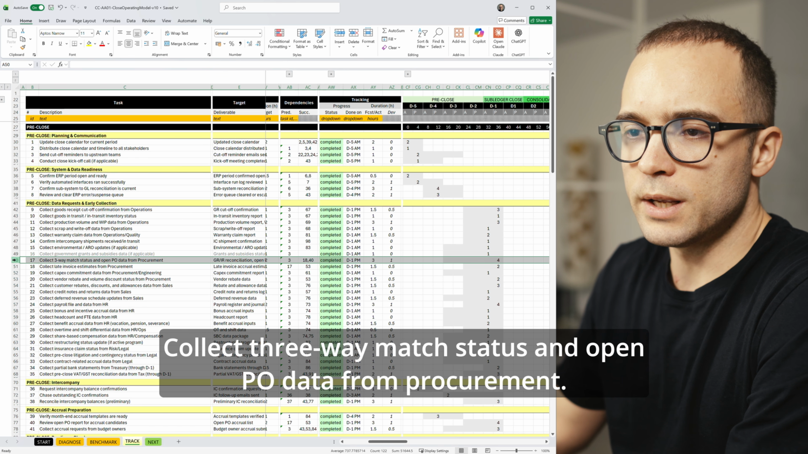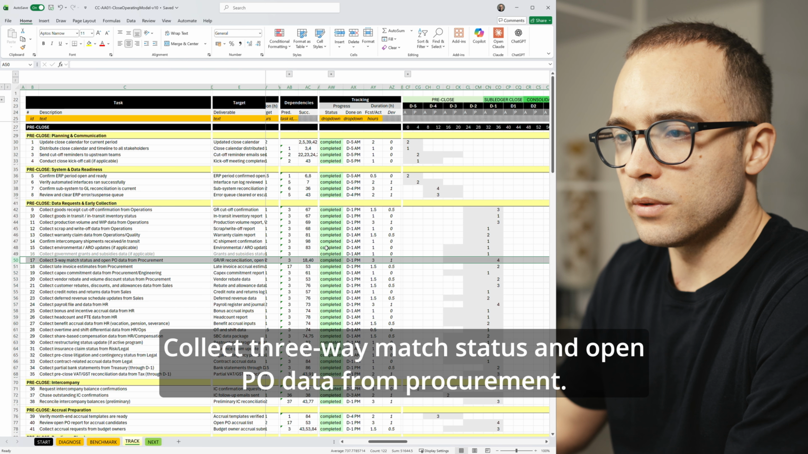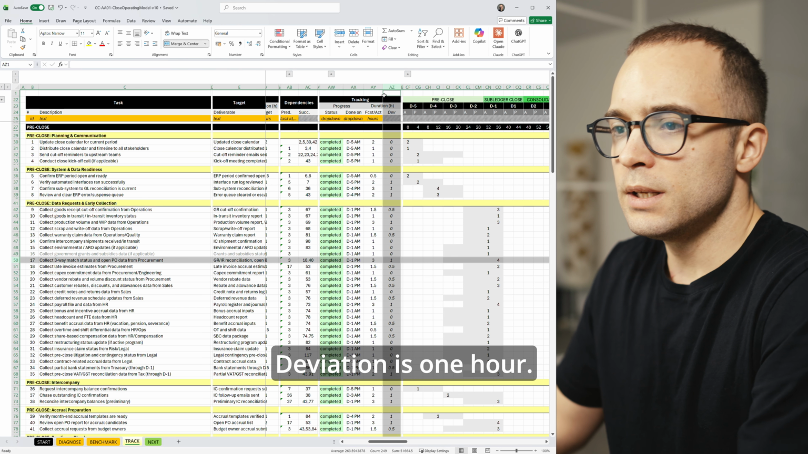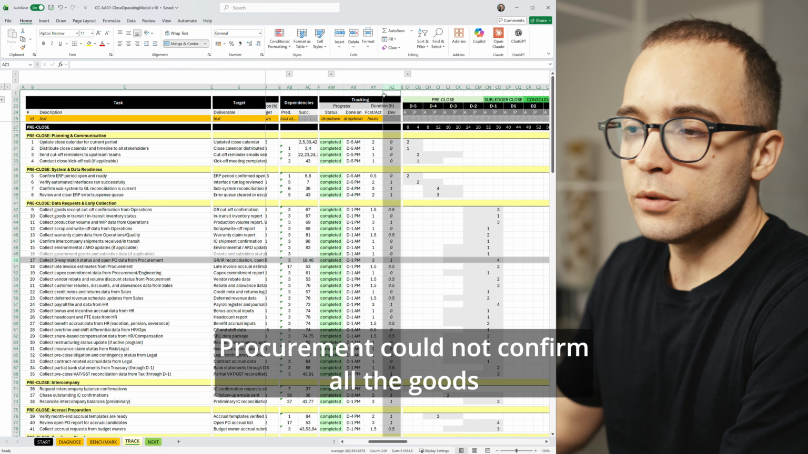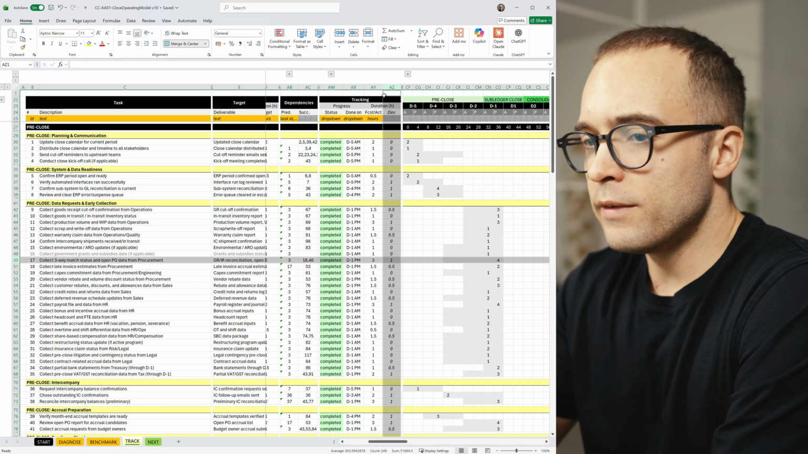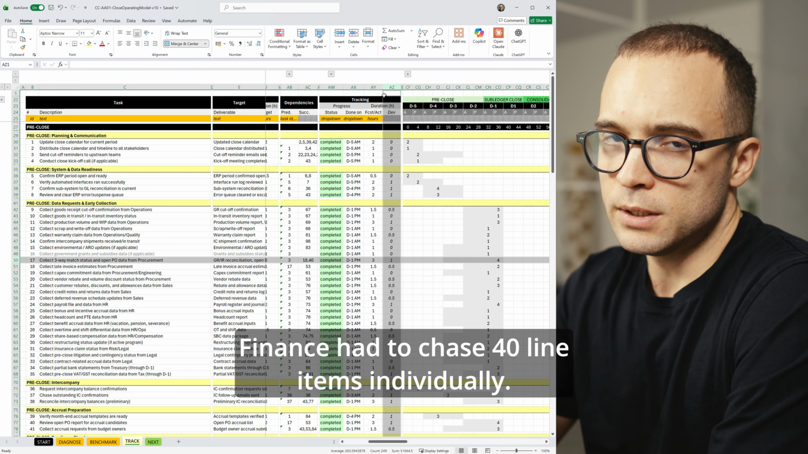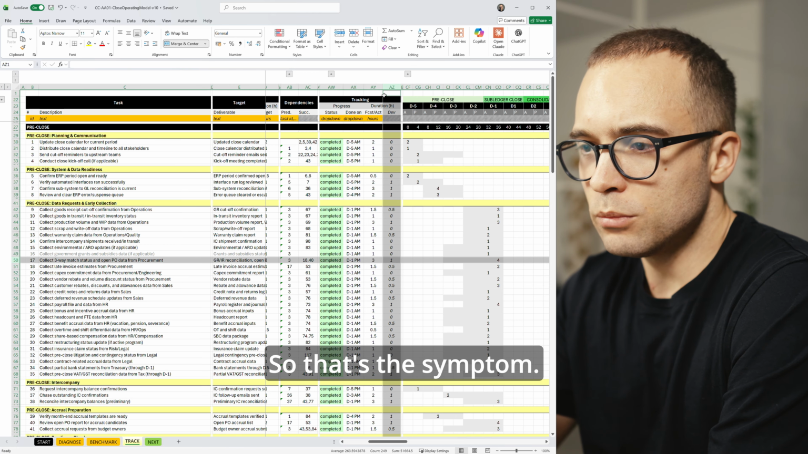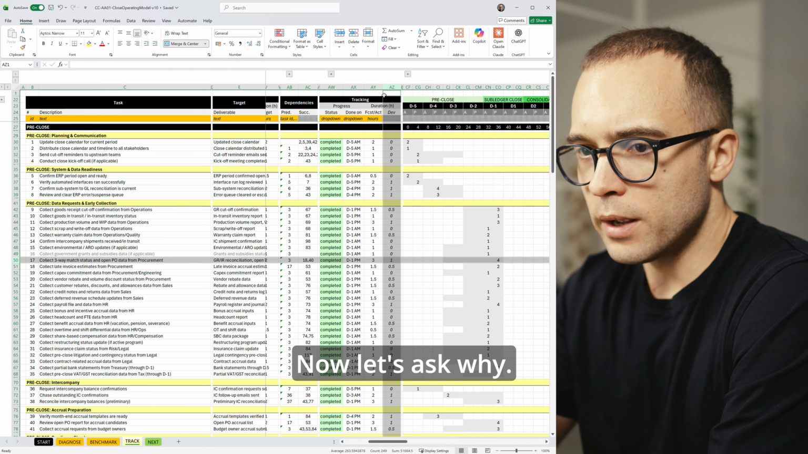Collect 3-way match status and open PO data from procurement. Deviation is 1 hour. Procurement could not confirm all the goods received and invoice receipt matches in time. Finance had to chase 40 line items individually. So that's the symptom. Now let's ask why.